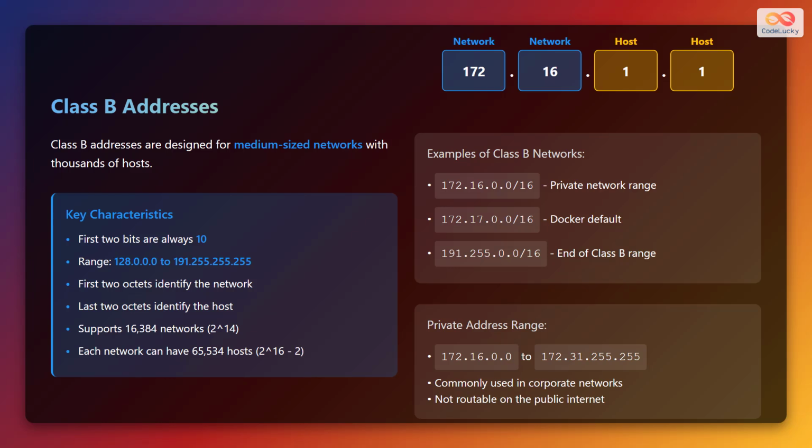Here we can see the network and host portions of a Class B address. The first 2 octets are the network and the last 2 octets are the host. Some examples of Class B networks are 172.16.0.0/16, which is a private network range.